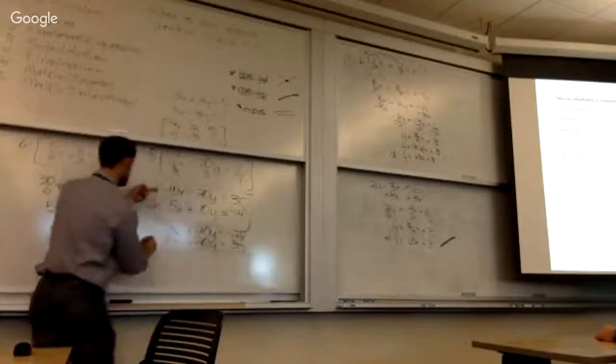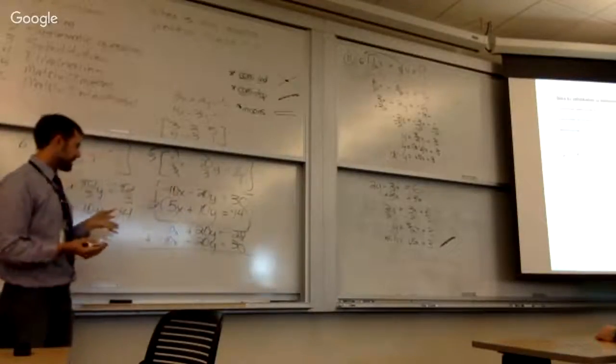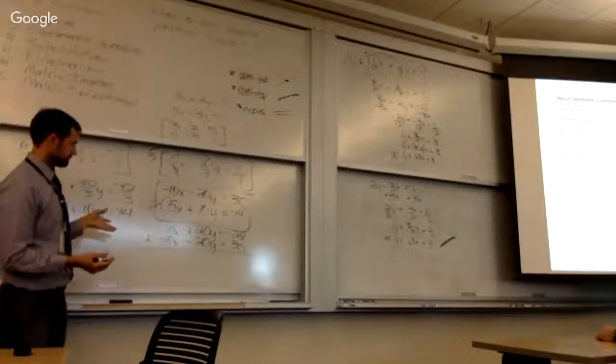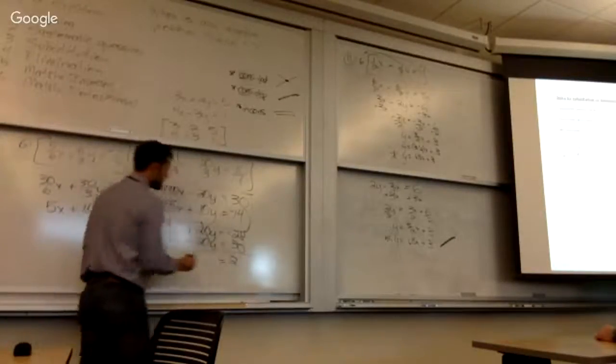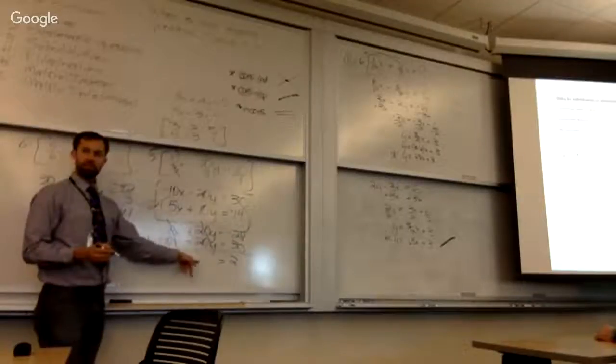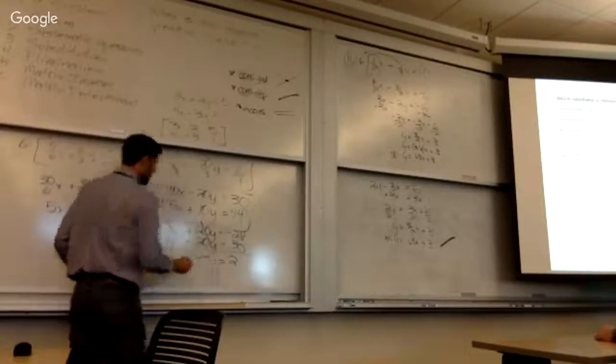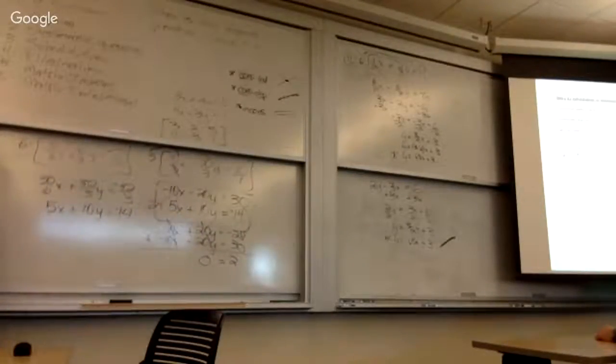And now look. What's about to happen? The x's cancel, the y's cancel. And so I have something equals 2. What do I have over here? 0. All right, well, this is wonderful. We ended up with a false statement.